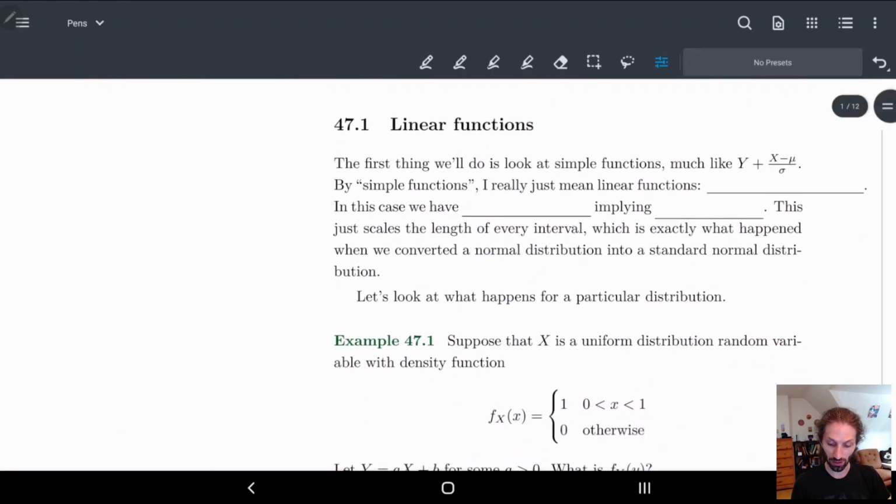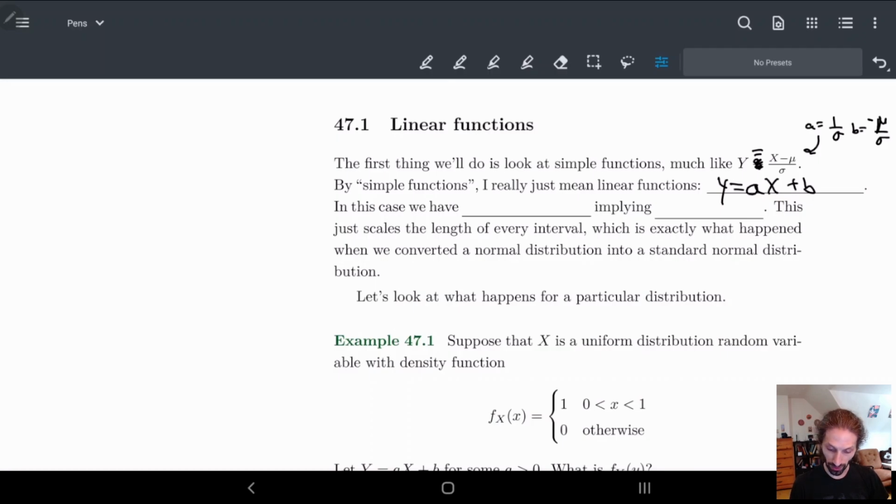We're going to start with linear functions. So what's a linear function? A linear function is a simple function where we have something like y is equal to (x minus mu) divided by sigma. By simple functions, what I really mean is linear functions. Here, I have something times x minus some number, so y is equal to something times x plus some number. So this is the same thing: my a is equal to 1 over sigma, and my b is equal to minus mu over sigma. And this is basically what we have.